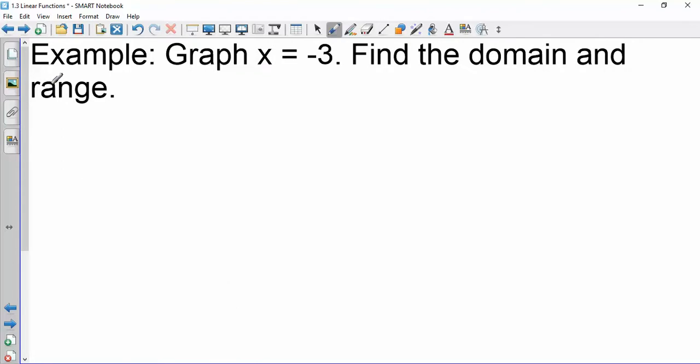Alright, what about this line? Oh, straight line. Okay, well all lines are straight. A vertical line. You notice this one doesn't even have a y in it. So if it's just x equals a number, that is a vertical line. So if x equals negative 3, that would be a vertical line at negative 3.